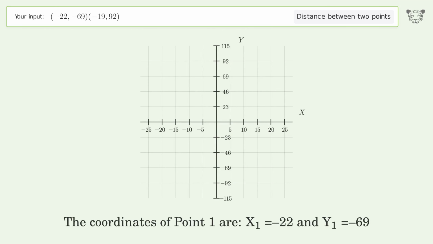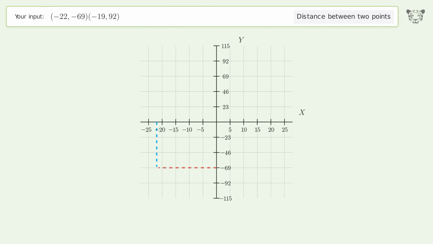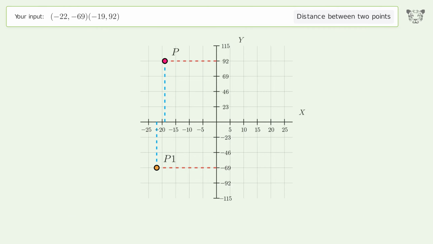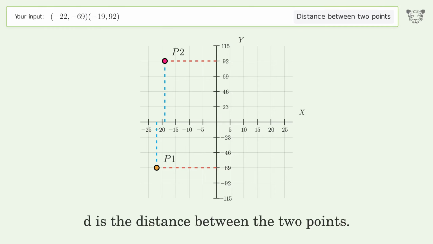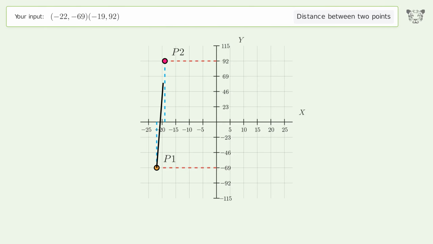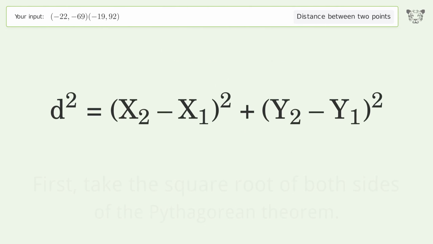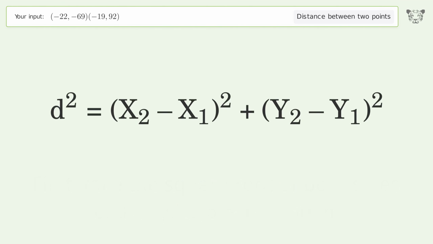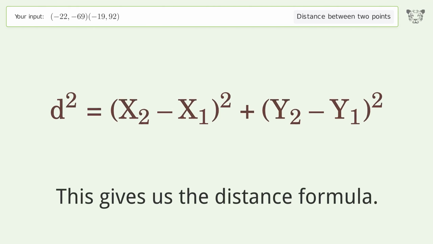The coordinates of point 1 are x1 equals -22 and y1 equals -69. The coordinates of point 2 are x2 equals -19 and y2 equals 92. D is the distance between the 2 points. First, take the square root of both sides of the Pythagorean theorem. This gives us the distance formula.